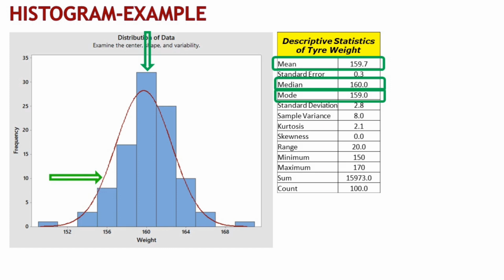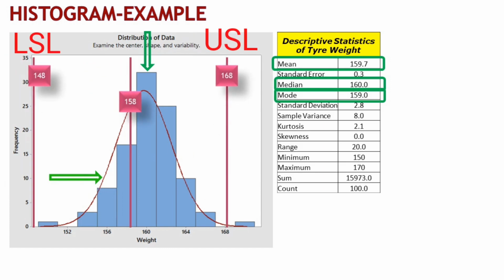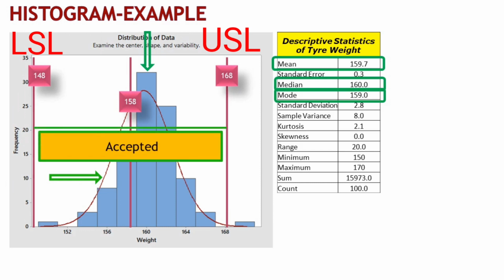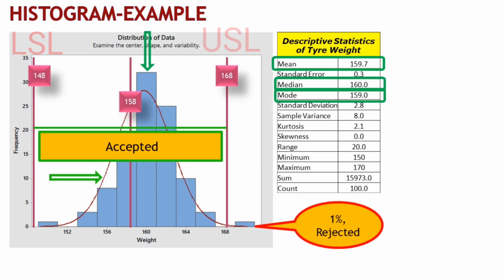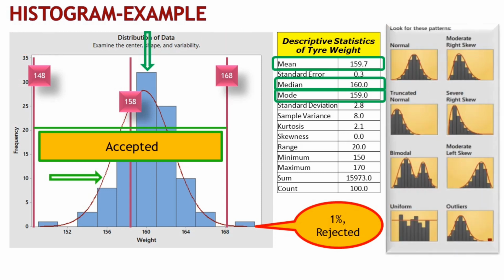By superimposing specifications with the tolerance range on this histogram, we can evaluate how many values fall within the acceptance zone and how many values fall within the rejection zone. For this specific data, only 1% of the values above the upper tolerance are getting rejected. On the right side, you can see the different shapes of histogram, which show the different types of behaviors of the data.